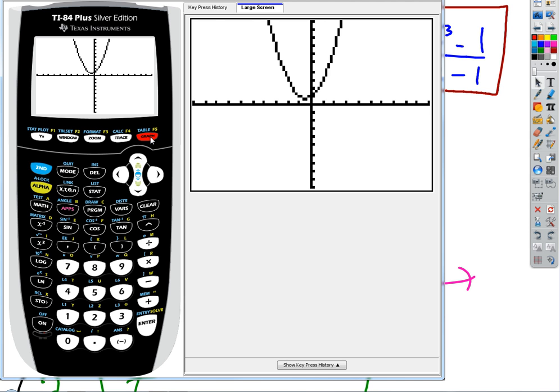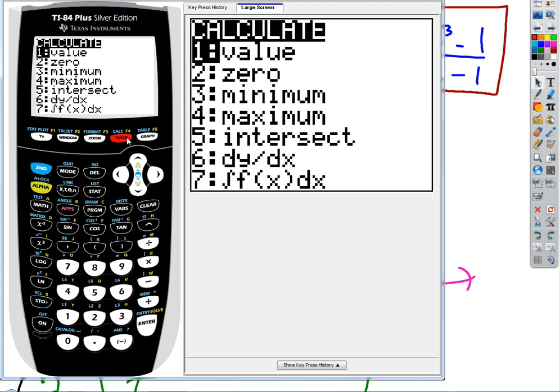Second calc. Good. Okay, we can do second calc, and that's a really important screen. This is a biggie. Second calc takes us to the calculate screen, and it gives us a whole range of options of different tricks that we can do for a graph, right? We can calculate all of these things for a graph now. Which one do we want? One. Value. Yeah. We want the value because value in math simply means number.